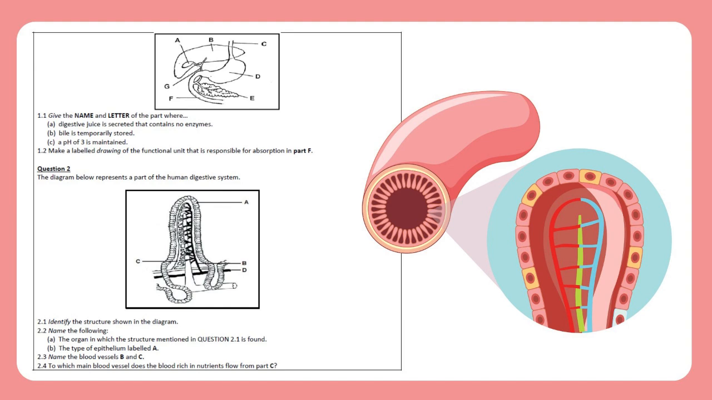Question 2. The diagram below represents a part of the human digestive system. 2.1 Identify the structure shown in the diagram. 2.2 Name the following. A. The organ in which the structure mentioned in question 2.1 is found. B. The type of epithelium labeled A. 2.3 Name the blood vessels B and C. 2.4 To which main blood vessel does the blood rich in nutrients flow from Part C?